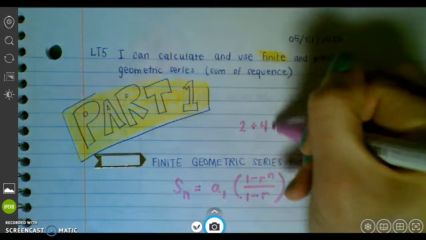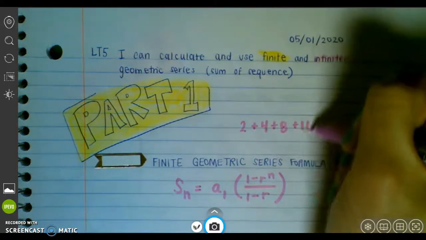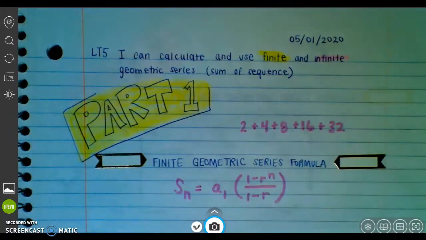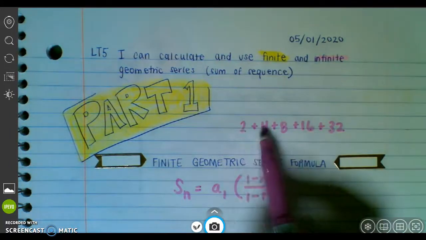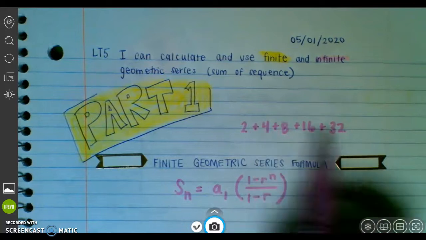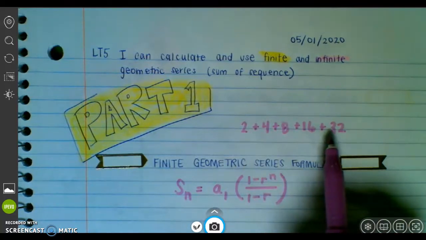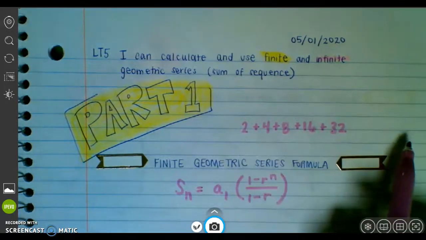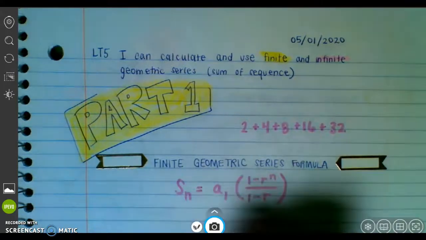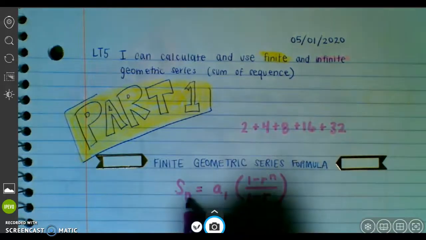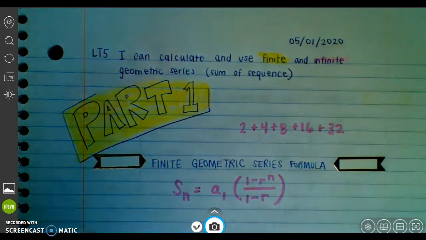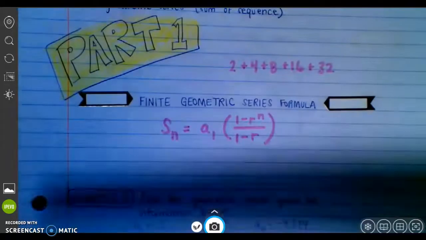For example, if I wanted to add these 5 terms of a geometric series where I'm multiplying by 2 each time, I could just add up these 5 terms and I would get the geometric series. But if I wanted to add up, instead of just 5 terms, 50 terms, for example, then I would most likely use this geometric series formula where n is 50. So let's go through 2 examples with this finite geometric series formula.